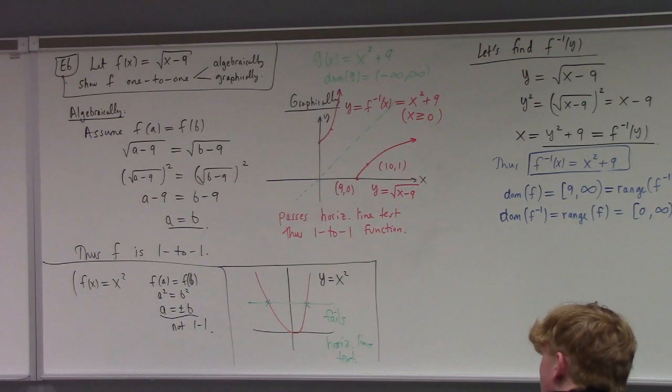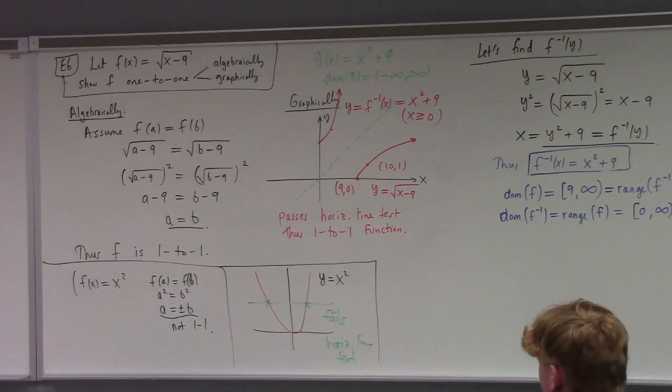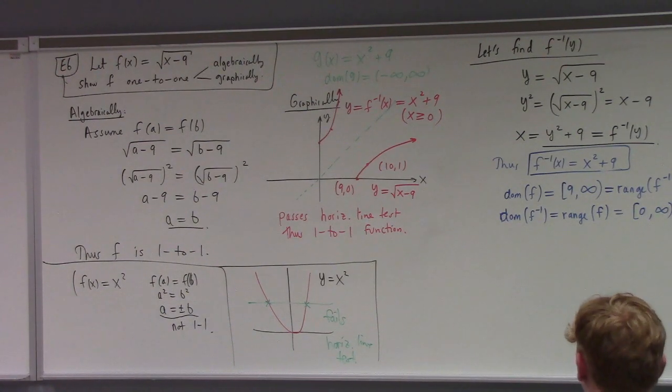If instead of giving you plus the square root of x minus 9, I'd given you minus the square root of x minus 9, what would have happened?